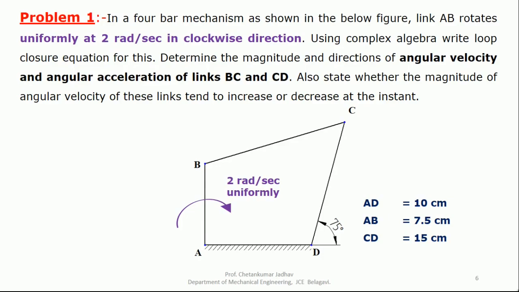As shown in the below figure, the given mechanism is a 4-bar mechanism having 4 links, in which link AD is fixed, which is known as the fixed link. Link AB is the crank, rotating uniformly at 2 radian per second. Link BC is the coupler, and link CD is the rocker, where AD is equal to 10 cm, AB is equal to 7.5 cm, and CD is equal to 15 cm.